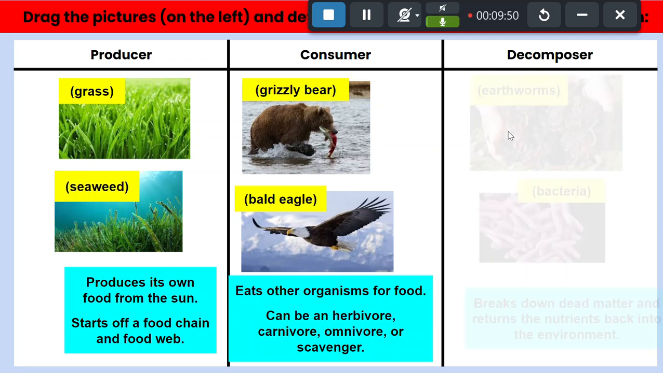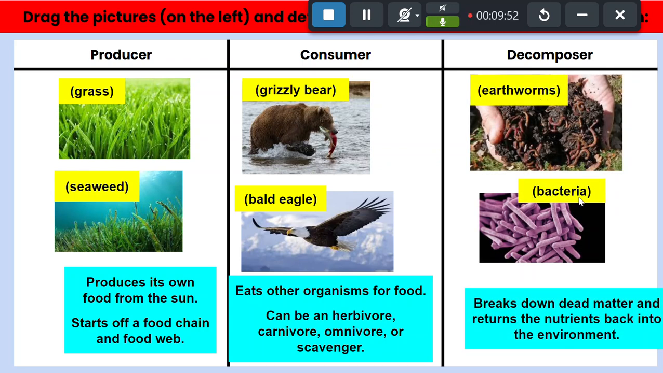And I say that because when we look at decomposers, those are things like earthworms and bacteria, fungi, mushrooms. All of those decomposers break down dead matter and they return the nutrients back into the environment.